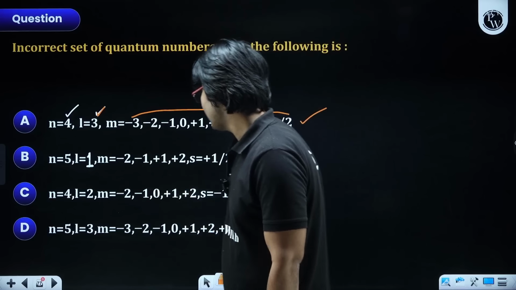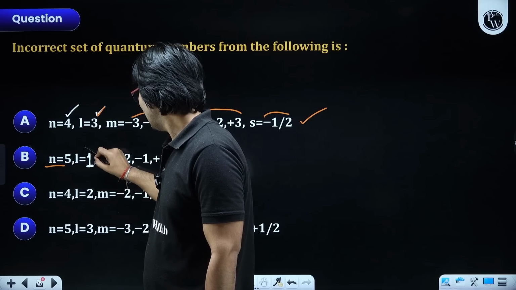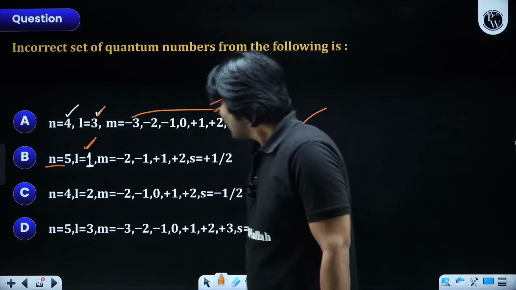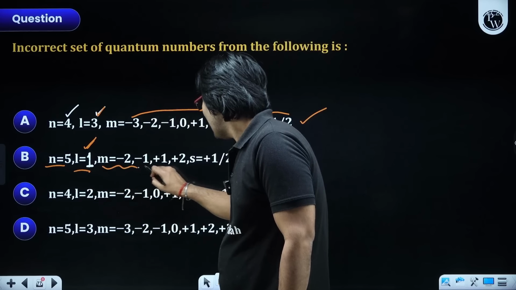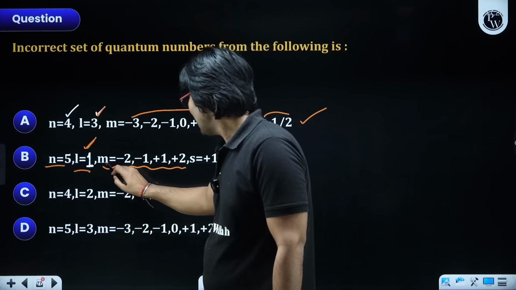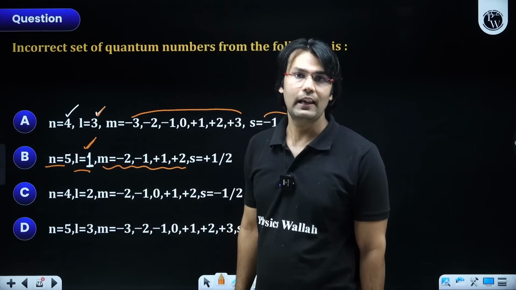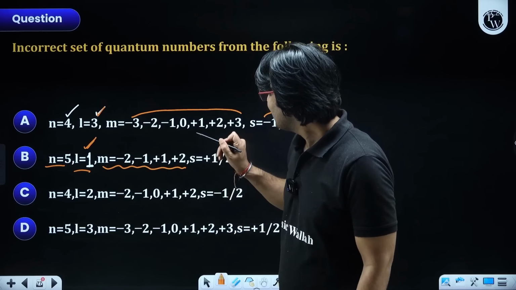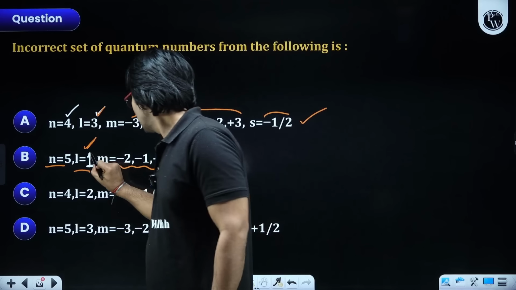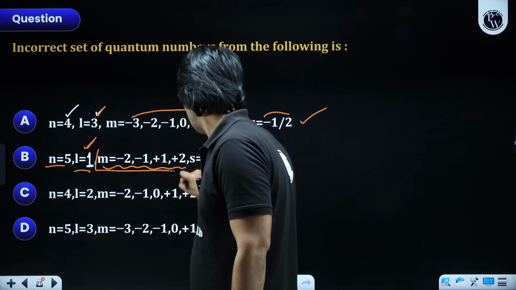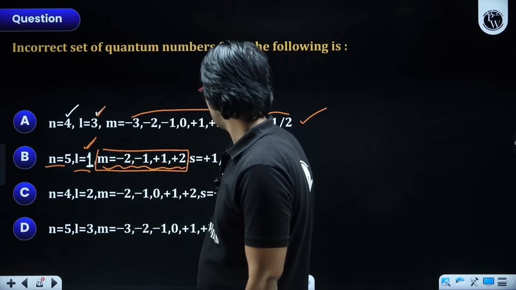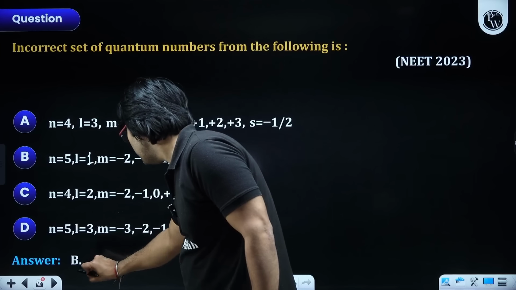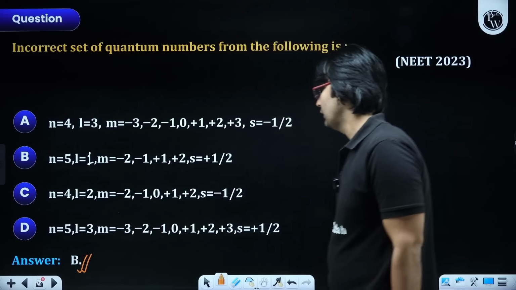If you look at the second set, if n is 5, l is 1, that's possible, right? Because l should be smaller than n. Now if l is 1, m cannot be minus 2 to plus 2, because m should always be minus l to plus l. It should be minus 1 to plus 1, right? So definitely in the B set, after l, the values of m are not correct. It should be minus 1 to plus 1. So here the answer should be B. Correct?